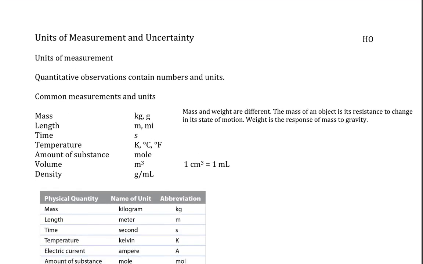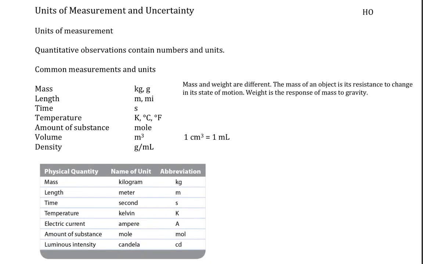Our next section is units of measurement and uncertainty. We'll first talk about units of measurement. Quantitative observations contain numbers and units. Common measurements and units: mass. We will often be measuring mass in a chem lab. Units could be kilograms, could be grams, could be milligrams. In our everyday life, we might measure our weight in pounds.